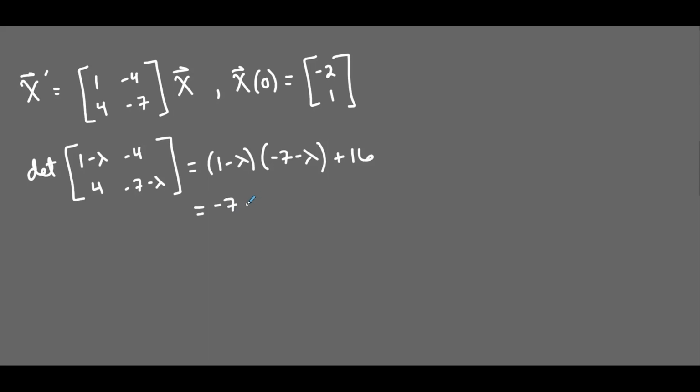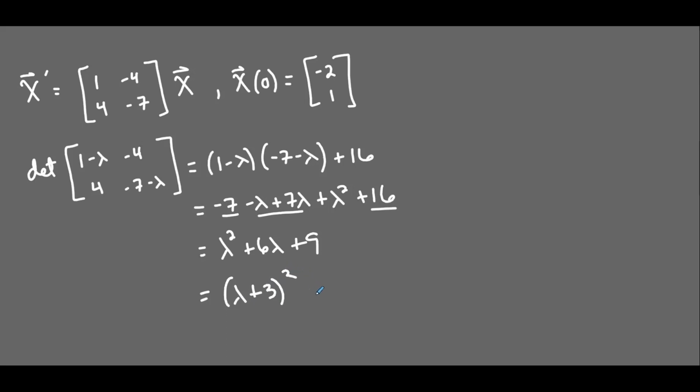Negative 7 minus lambda plus 7 lambda plus lambda squared plus 16. And then simplify again. We get plus 6 lambda and then plus 9. So that's a perfect square. That's lambda plus 3 squared. So that gives us lambda equals negative 3 with multiplicity 2.